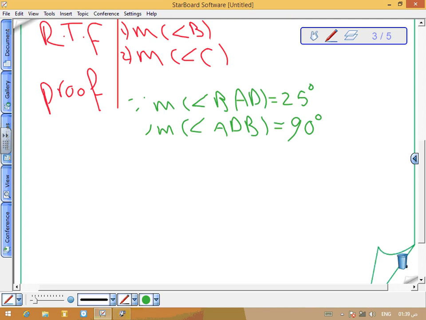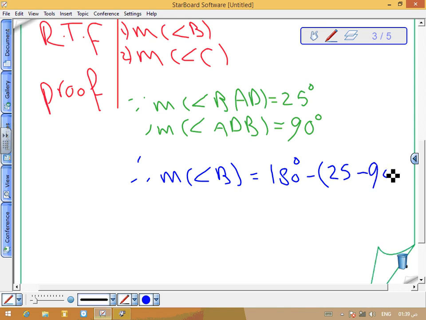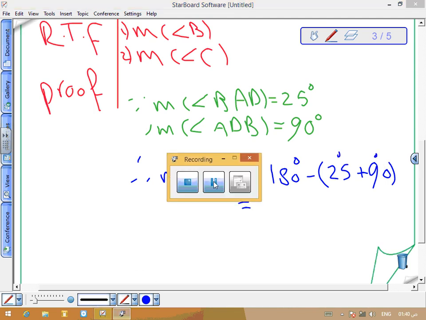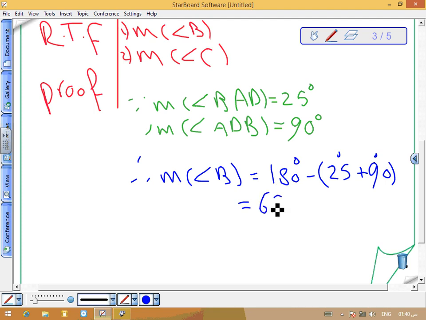Then, therefore, measure of angle B equals what? 180 degrees minus open brackets 25 plus 90, and that equals 65 degrees. This is the required number 1, finding measure of angle B.